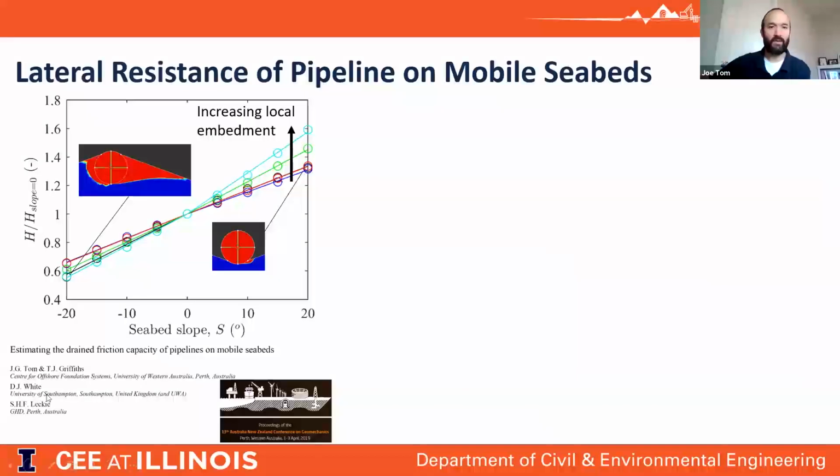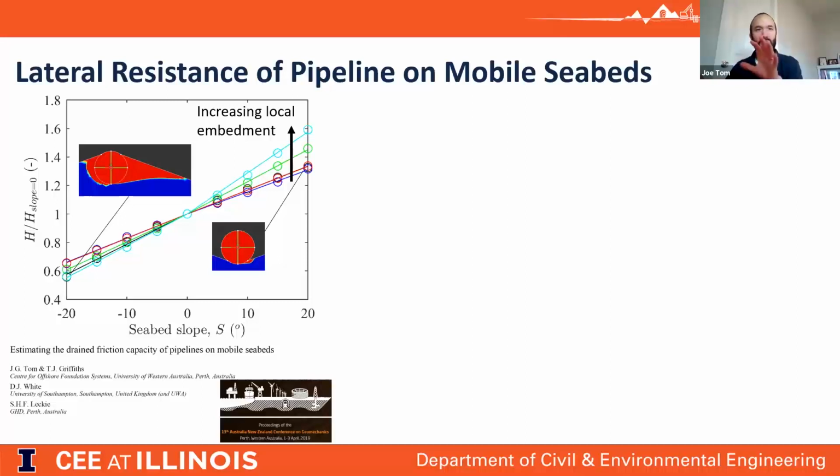A bit of later work that we published last year tried to do more generalized equations where, if we know the value for a flat seabed, we can then modify that to consider the seabed slope and the local embedment. And that gives us a fast way to do calculations for the local resistance on the fly.